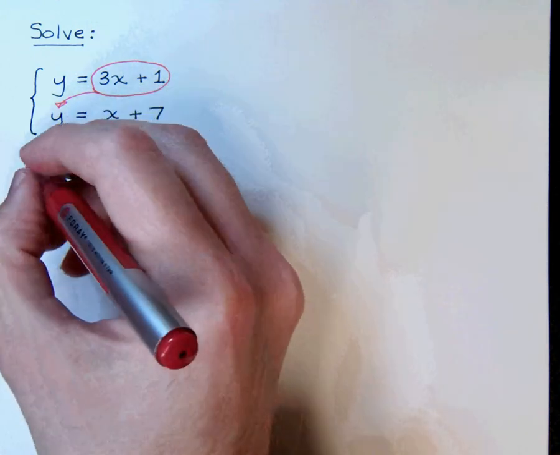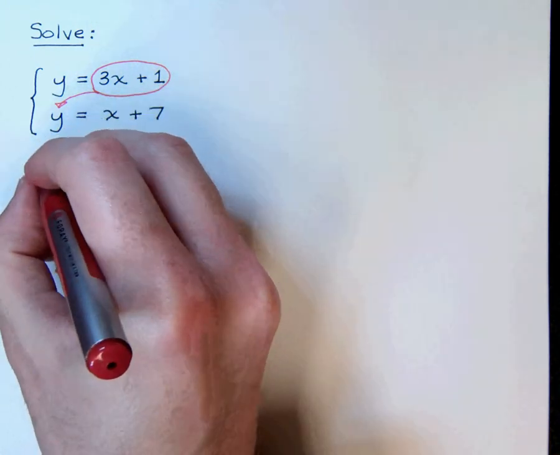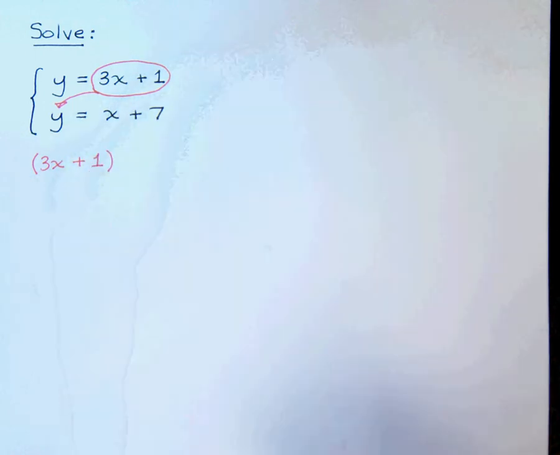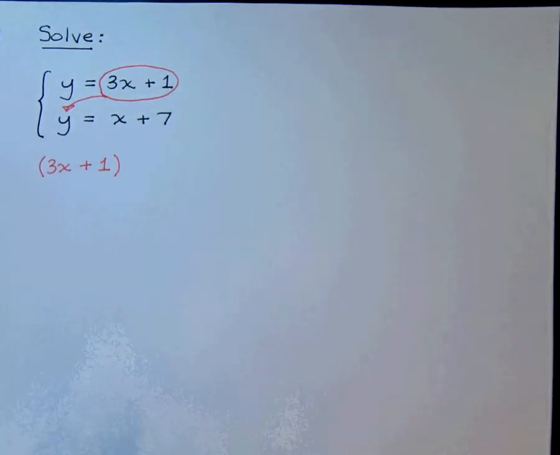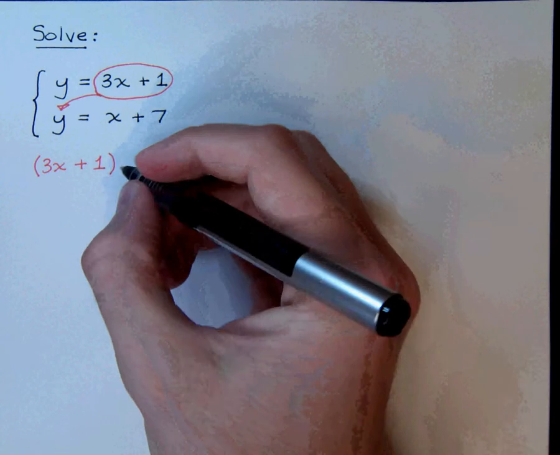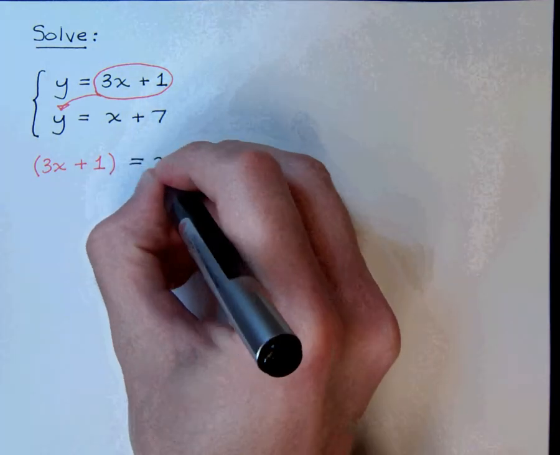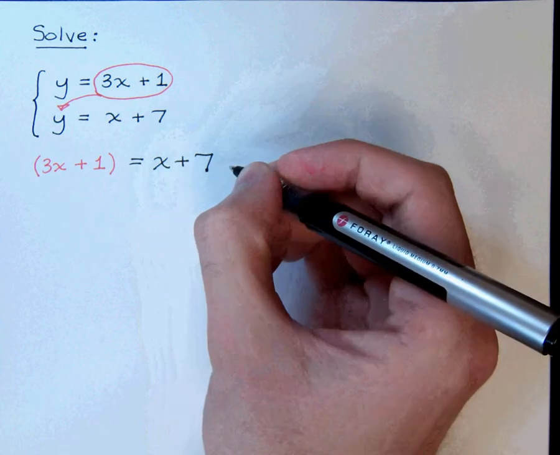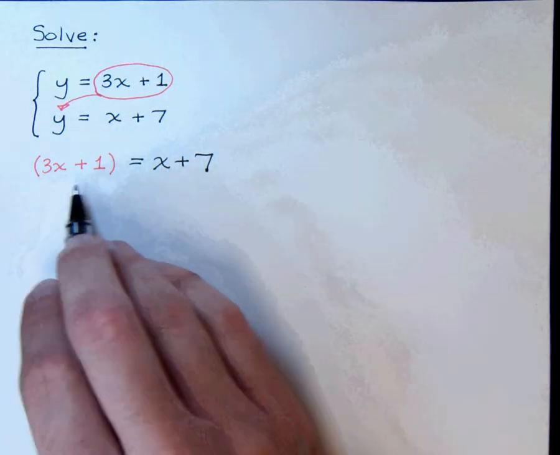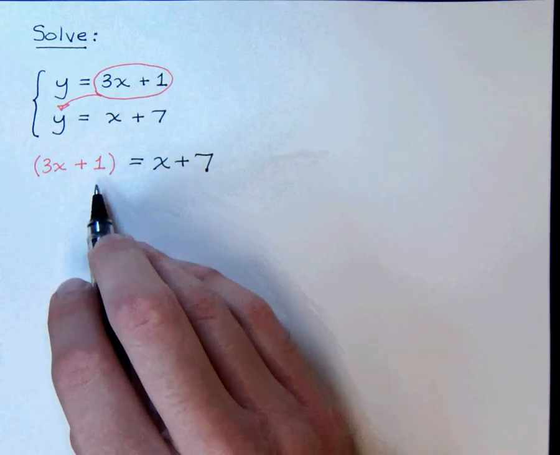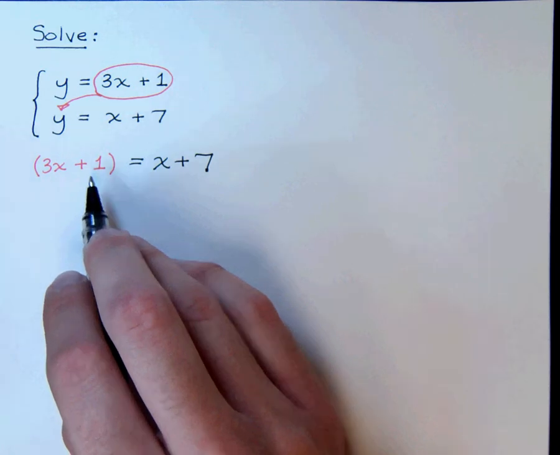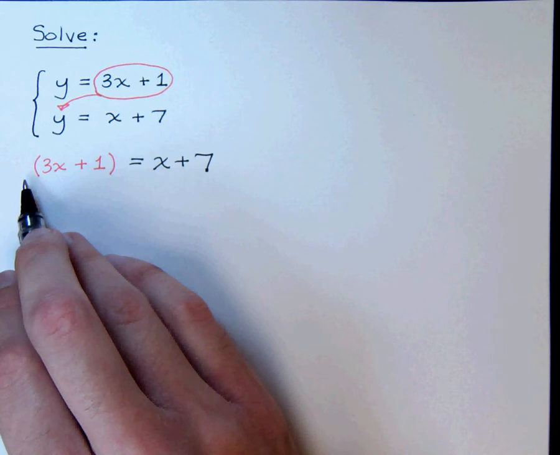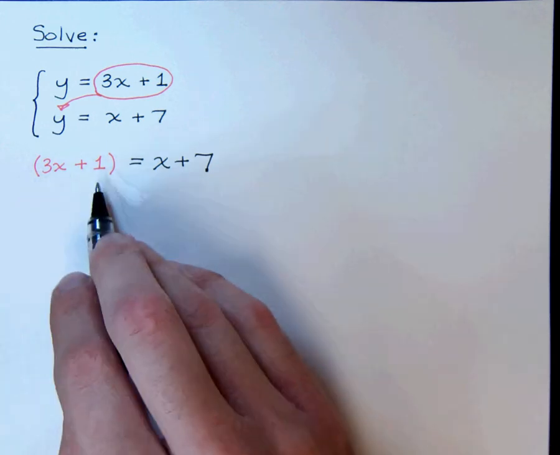Now when you substitute, it's always a good idea to use your parentheses. So 3x plus 1, and then you have the other side of the equation, x plus 7. Okay. Now, I know we use parentheses. It wasn't necessary, but sometimes you need to make sure that, if there's a negative or a constant multiple out here, that you take care of that. If you don't have the parentheses, it won't work out right.